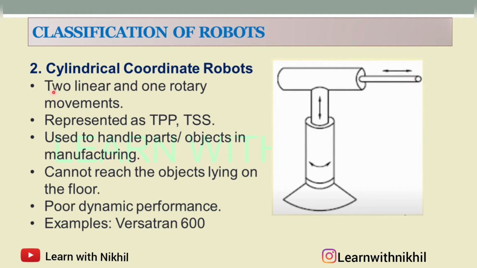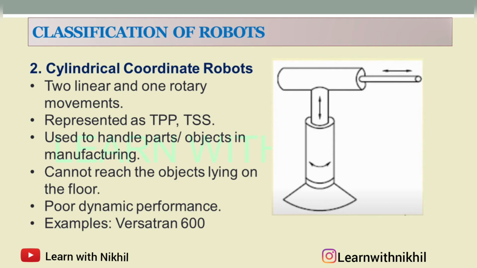So here you can see point number 1, it has 2 linear and 1 rotary movement. This rotary movement is a twisting type of joint, represented as TPP. T means twisting, P means prismatic, this is also prismatic, or T means twisting and then sliding, sliding. Then it is used to handle parts or objects in manufacturing.